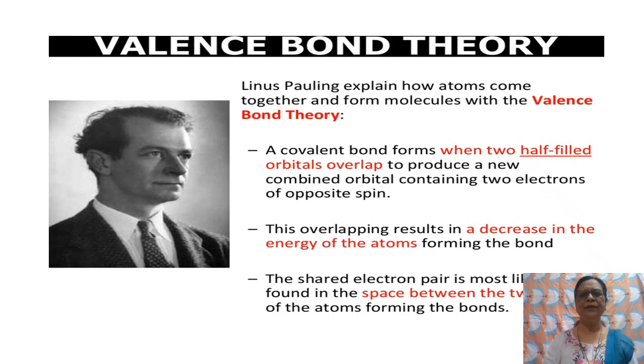Valence bond theory: Linus Pauling explained how a molecule is formed by the combination of atomic orbitals. Two atoms combine and form a molecule according to valence bond theory. A covalent bond forms when two half-filled orbitals overlap to produce a new combined orbital containing two electrons of opposite spin. This overlapping results in a decrease in the energy of the atoms forming the bond.